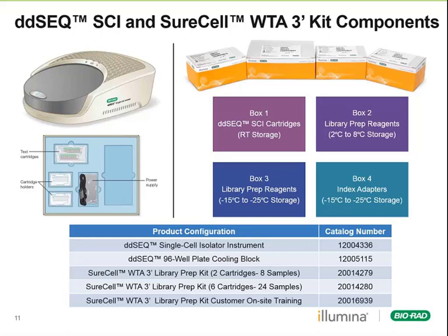On the SureCell library prep side, we have 2 different kit sizes. We have an 8-sample kit that comes with 2 cartridges, so that's 4 samples per cartridge. We also have a higher throughput 24-sample kit that comes with 6 cartridges. The 8-sample kit comes with 4 boxes: a room temperature storage box, 2 -20 boxes, and a 4-degree box. Also, if you're interested in getting a little bit of training and help to get your workflow going, we offer SureCell library prep on-site training at your lab.